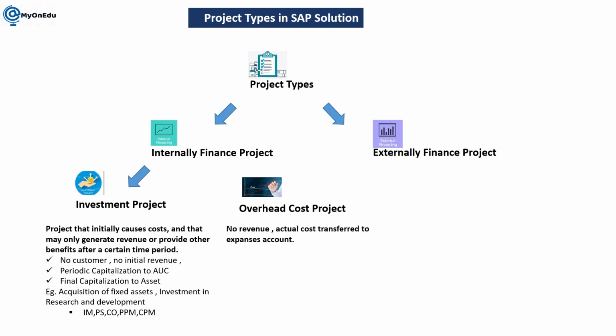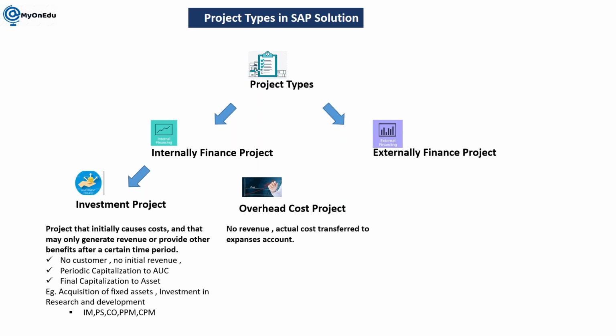Next is the overhead cost project, where you don't have any revenue. Whatever expenses you have have to be incurred and settled into an expense account, because it's not an asset and you are not selling anything, so you don't have any revenue on that side either. Let's say whatever maintenance charges you are paying, that is an overhead, because that is not an investment.